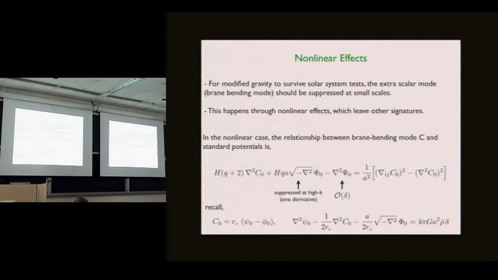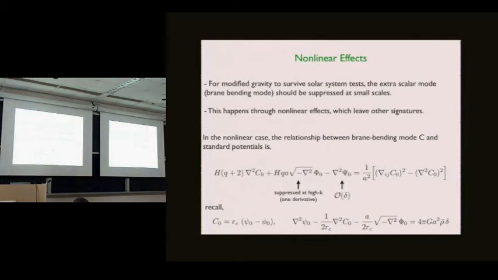But because there are nonlinearities, as usual, they leave other signatures as well. So you can tell what's going on. And the phenomenology of this is much richer than in the case of GR. So I'm going to sketch essentially how you do the nonlinear case. The important equation here relates this brane bending mode to these standard gauge invariant potentials, which are related to phi and psi.